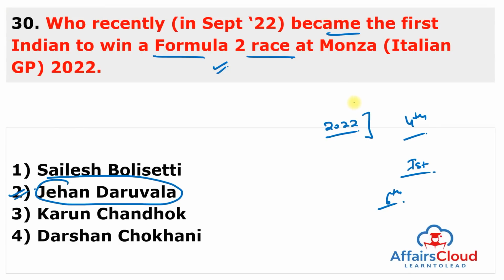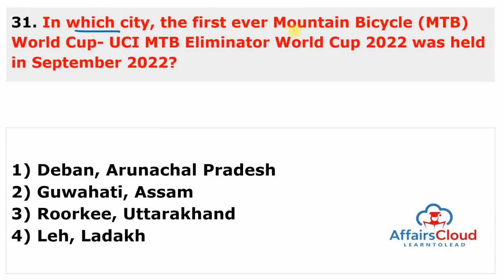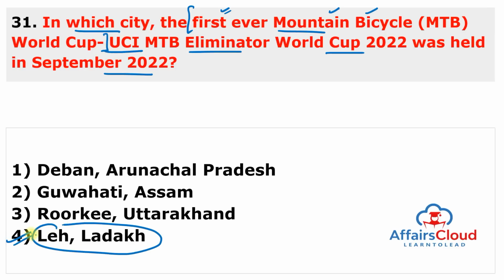is Zehan Daruwala. In which city was the first ever Mountain Bicycle World Cup UCI MTB Eliminator World Cup 2022 held in September 2022? So the keyword here is first ever Mountain Bicycle World Cup, and this was organized in Leh, Ladakh. So the answer of this question is 4.